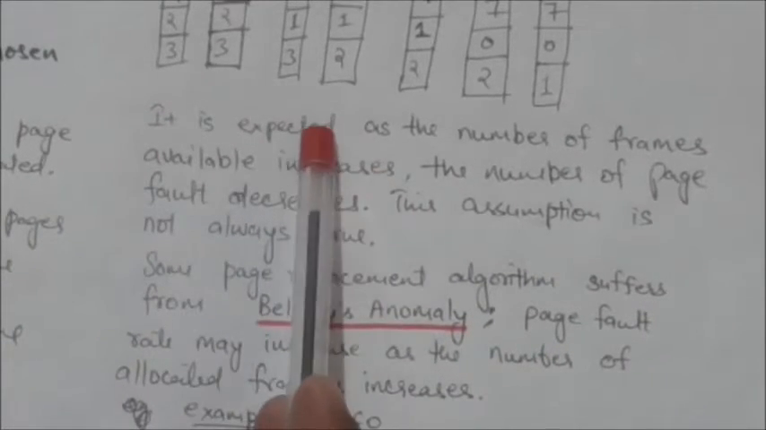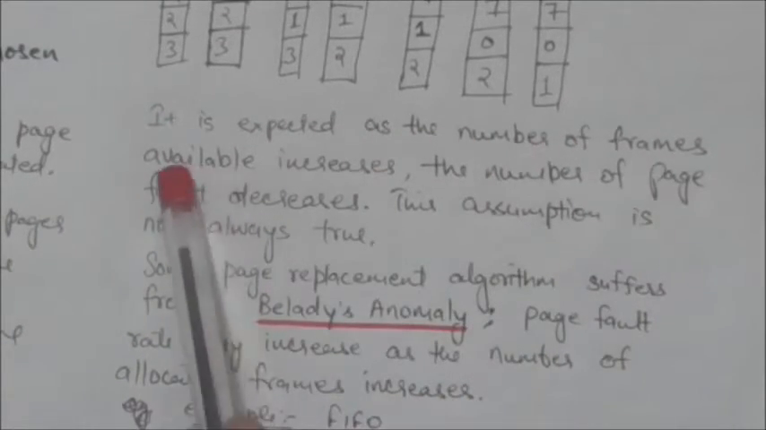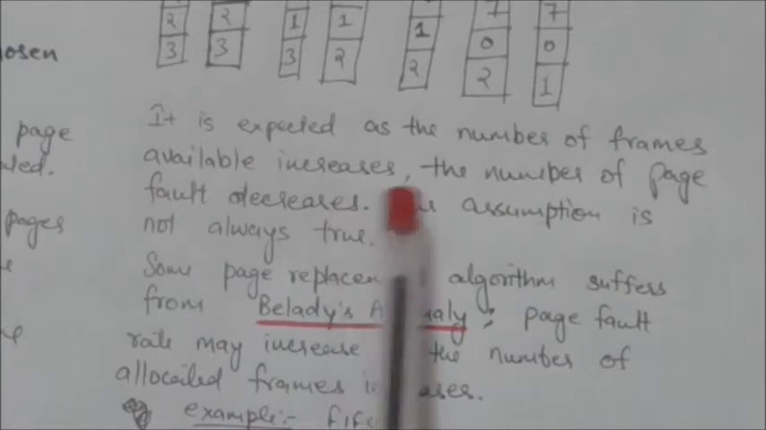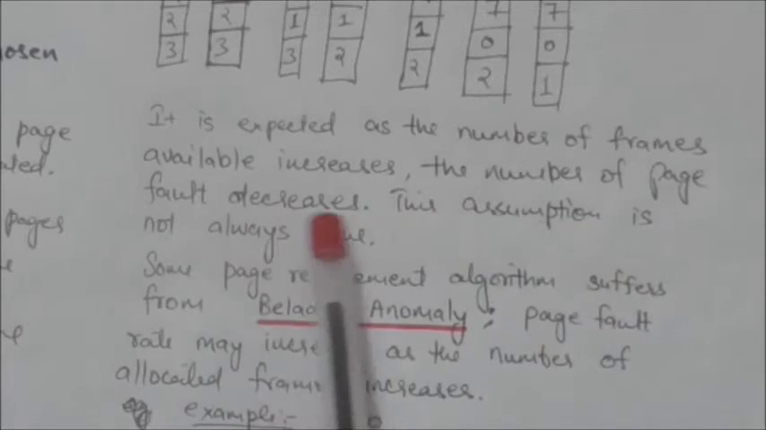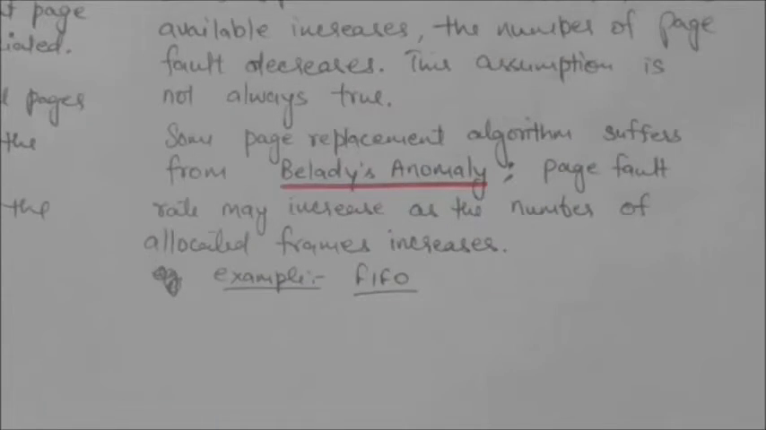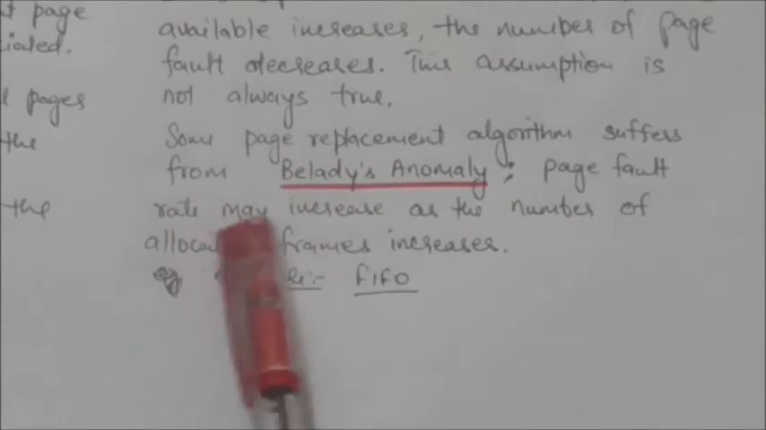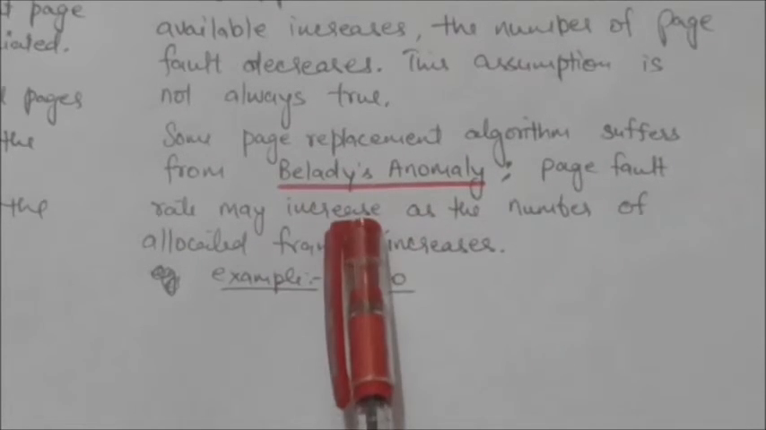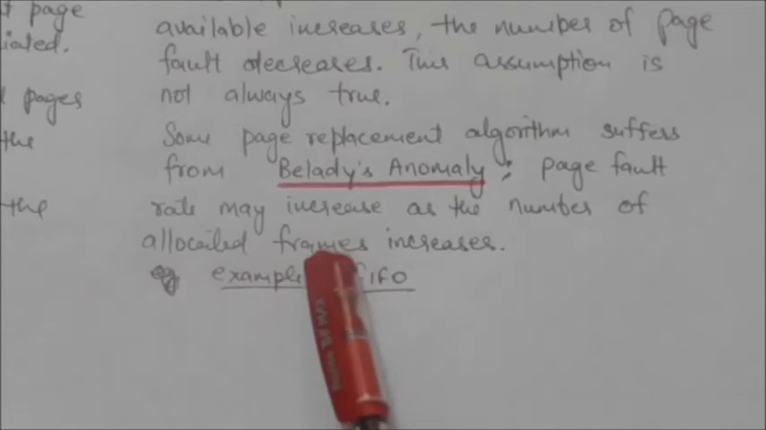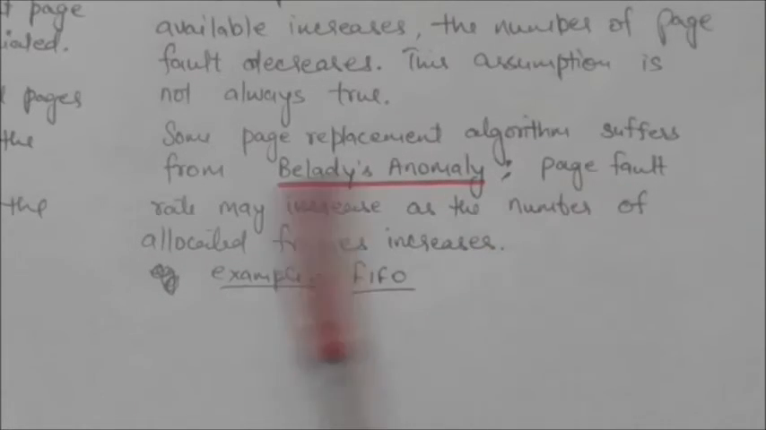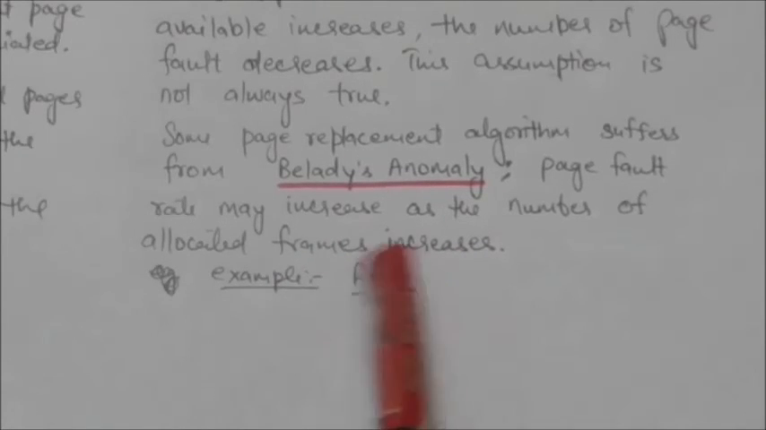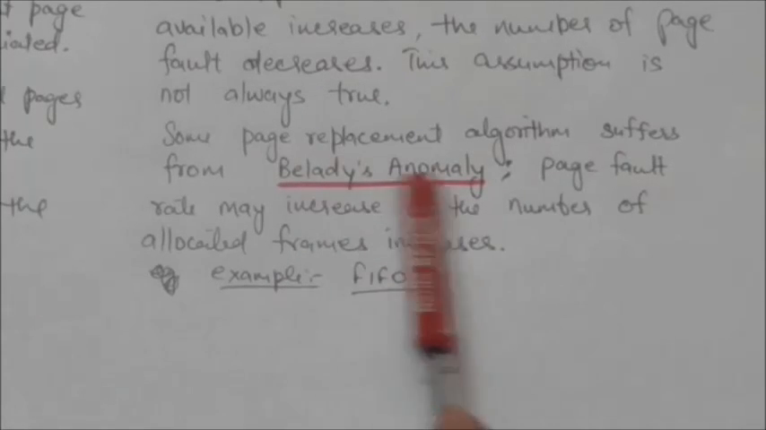Now actually it is expected that as the number of frames available increases, the number of page faults decreases. But this assumption is not always true. Some page replacement algorithms suffer from Belady's anomaly. In them, the page fault rate may increase as the number of allocated frames increases. For example, this FIFO page replacement algorithm suffers from Belady's anomaly.